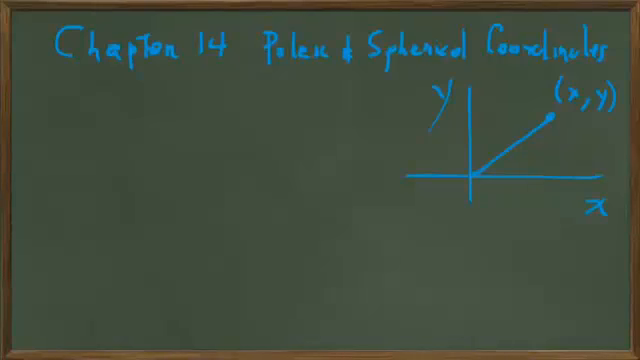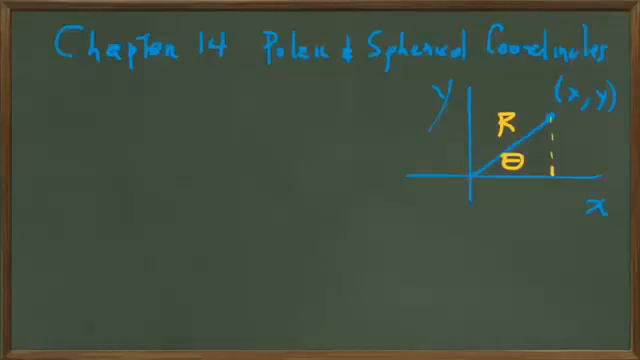In this video on chapter 14, we're going to talk about polar and spherical coordinates. So let's look at this graph of the point xy in the usual rectangular coordinate system, and let's convert that coordinate to polar coordinates. So let's drop the perpendicular from the point xy to the x-axis. Let's label this angle theta. Let's call this distance from the origin to the point xy r.